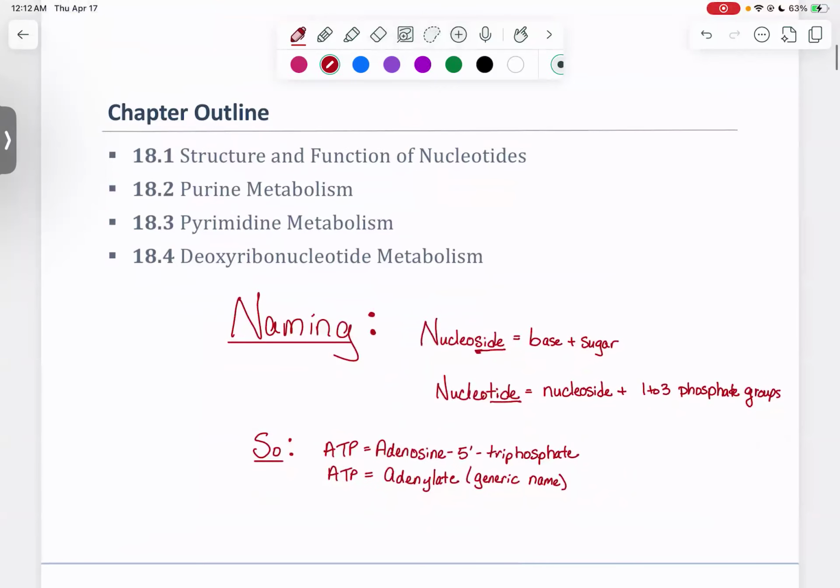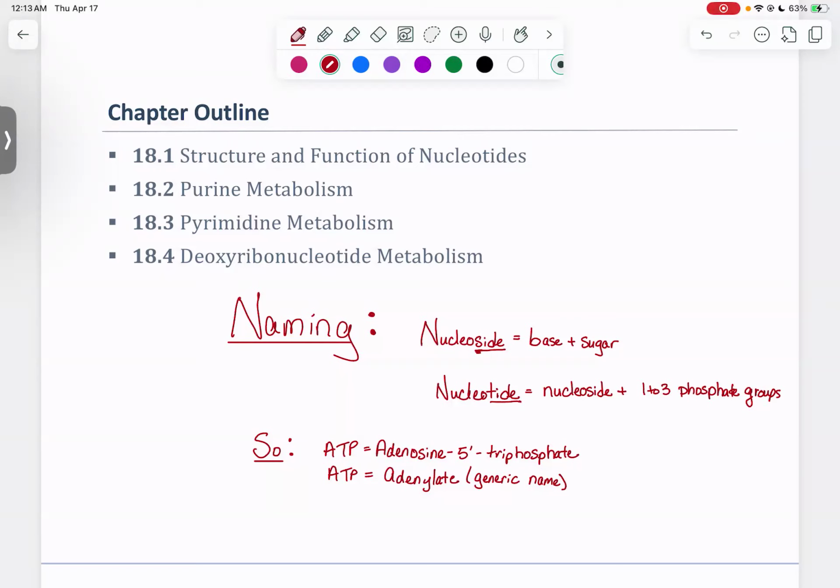So we're really going to talk about the chemical structure of our nucleotides. We're going to talk about biosynthesis. We're going to talk about degradation, because nucleotides are so fundamental in the cell. They participate in most reaction sequences inside the cell. I mean, they're just essential.